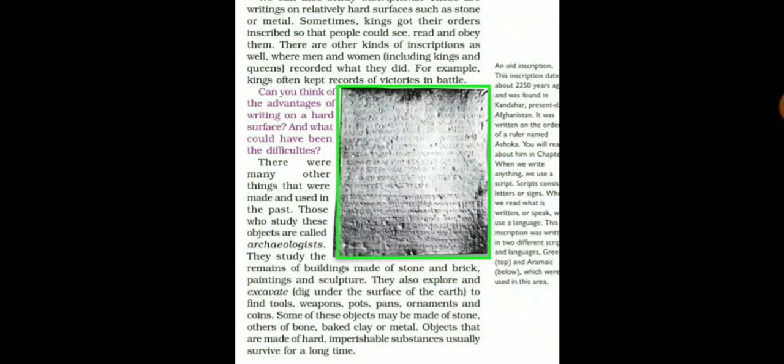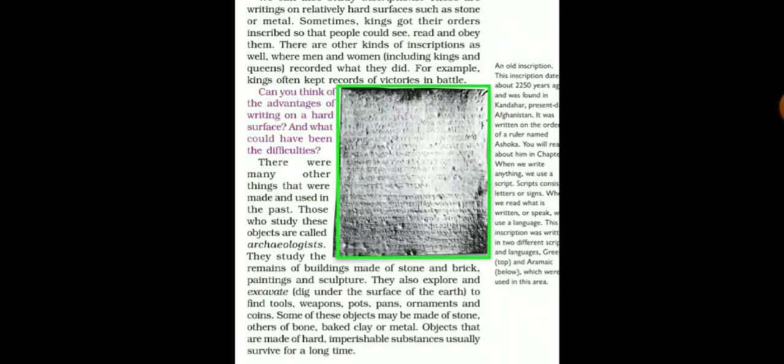Inscriptions are writing on relatively hard surfaces such as stone or metal. Sometimes kings got their orders inscribed so that people could see, read, and obey them. There are other kinds of inscriptions as well, where men and women, including kings and queens, record what they did. For example, kings often kept records of their victories in battle.